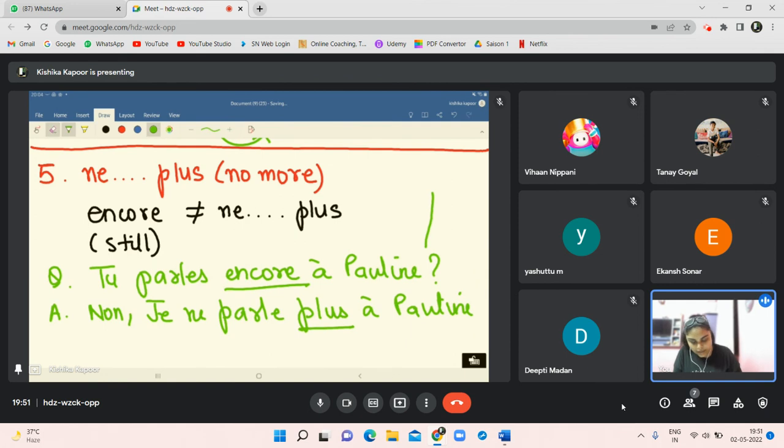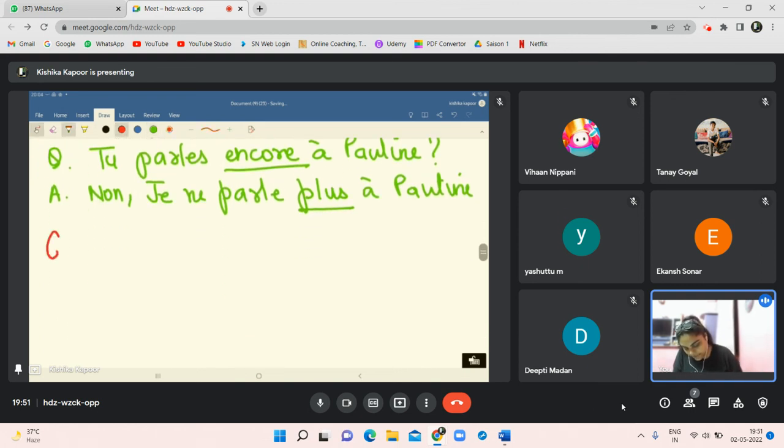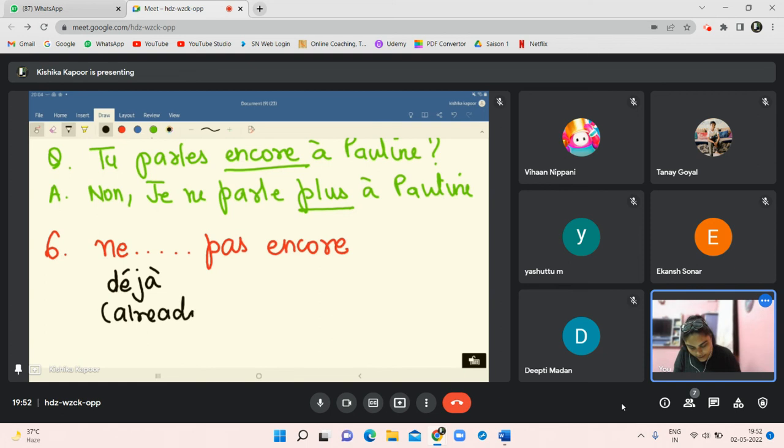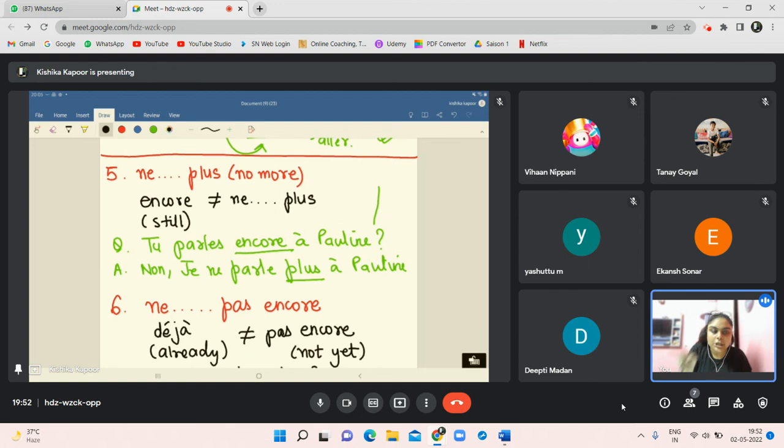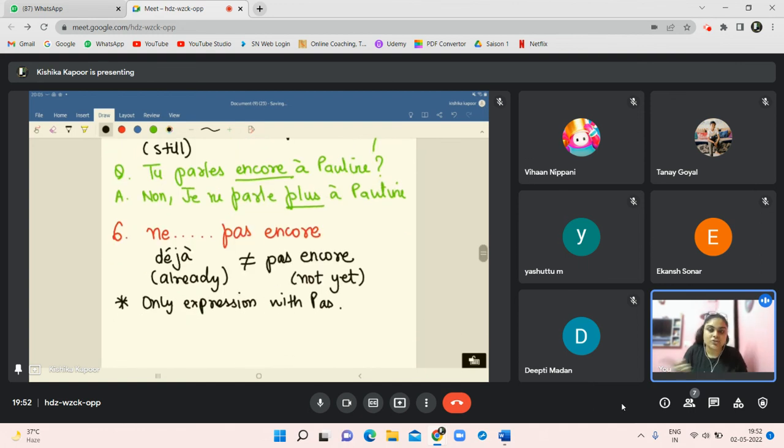Now, encore is a positive expression in this question, in the fifth part that we just did. But in the sixth part, you are going to observe that there is also an expression which is ne pas encore. And when do we use ne pas encore? When your positive expression is déjà. Déjà means already, and pas encore basically means not yet. Also, very important note, this is the only expression with pas. This is not more of explanation. This you will have to learn. If encore is the positive expression, ne plus is the answer. And if déjà is the positive expression, pas encore is the answer.